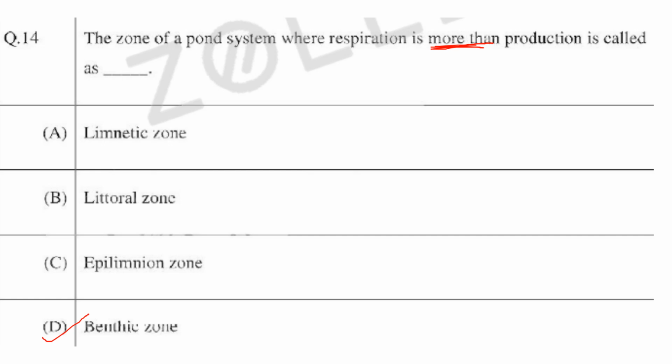Then limnetic zone, production is greater than respiration and phytoplanktons dominate there. Then littoral zone is shallow water near the shore with aquatic plants and there is varying production and respiration balance. Then epilimnion is the upper layer of the open water.